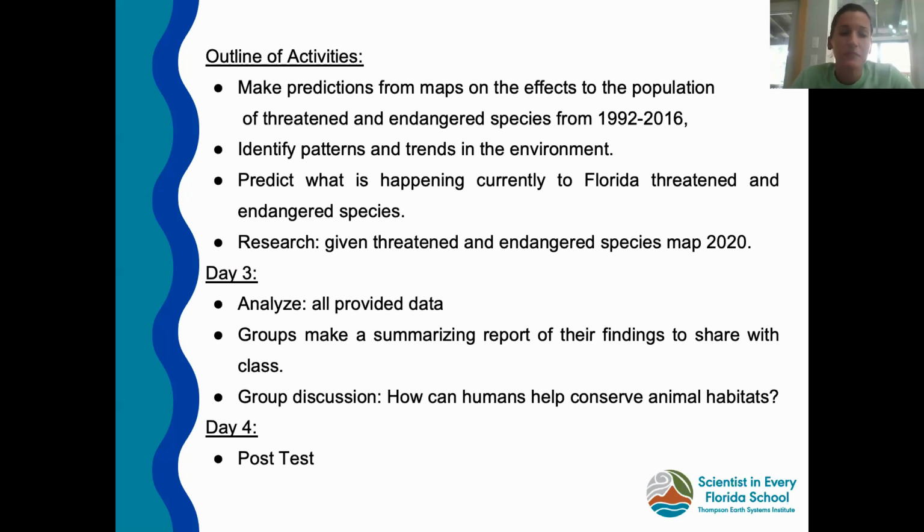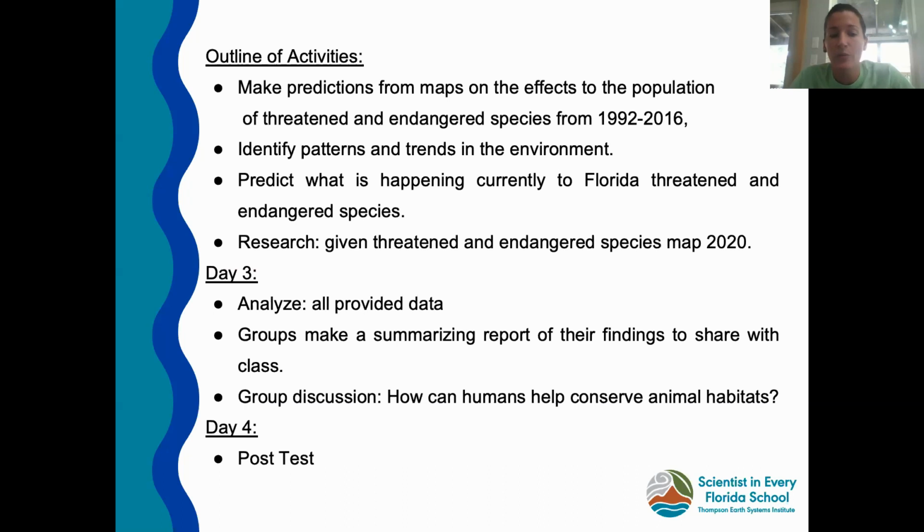On day 3, they're going to analyze all of this data that they have. The groups are going to summarize their findings and kind of create a presentation. Again, this could be done with posters. It could be done with, my class uses Google Slides a lot. And then they would share out. And then we would like to have kind of a wrap-up discussion on how humans can conserve animal habitats and bring that aspect of the standards in.